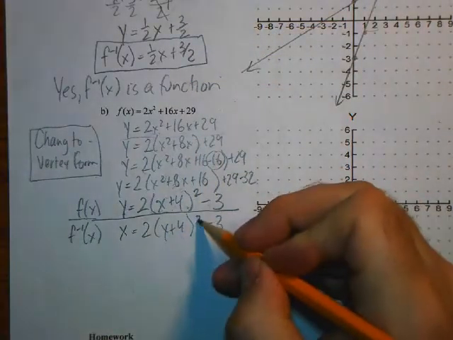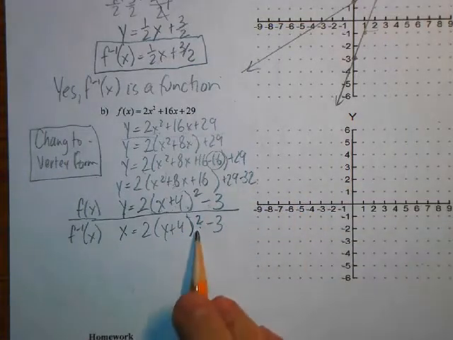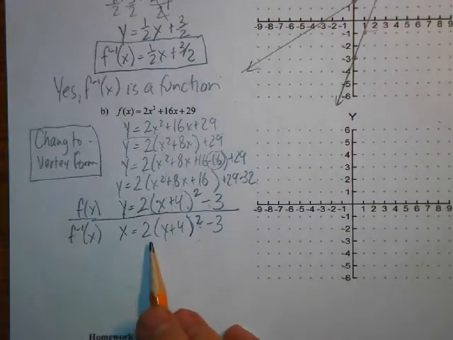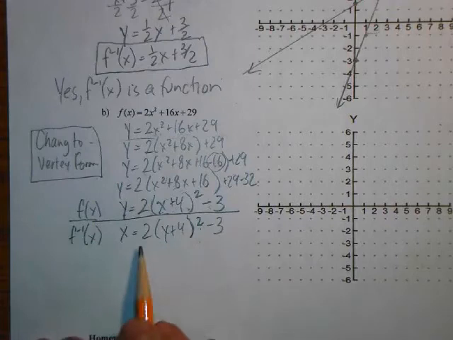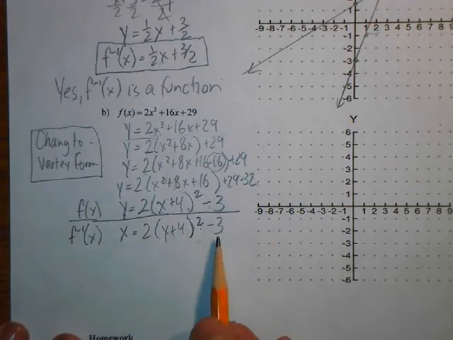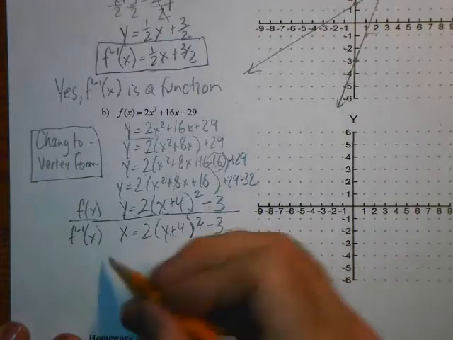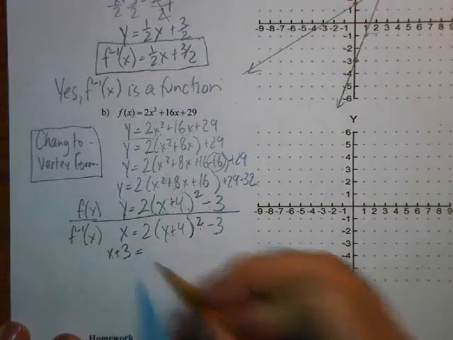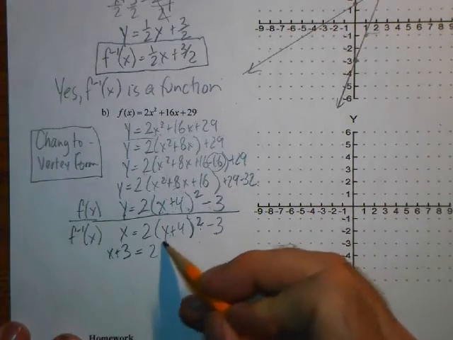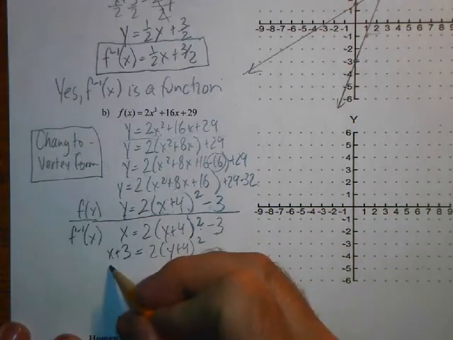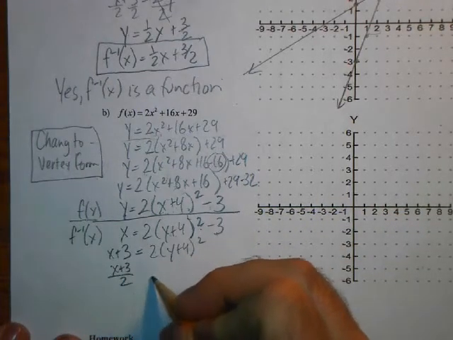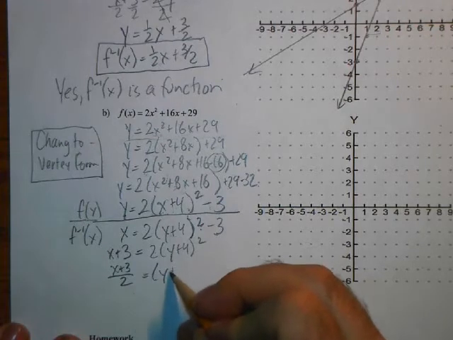So this one's a little trickier because we've got a squared there, and we've got a subtraction and a multiply. So you have to think about peeling the onion. If I want to get y isolated, the first thing I have to do is add 3 to both sides. So that's what I'll do. And that leaves me with 2(y plus 4) squared. The next outside layer that I need to undo is to divide everything by 2. So when I do that, I get (x plus 3) over 2 is equal to (y plus 4) squared.